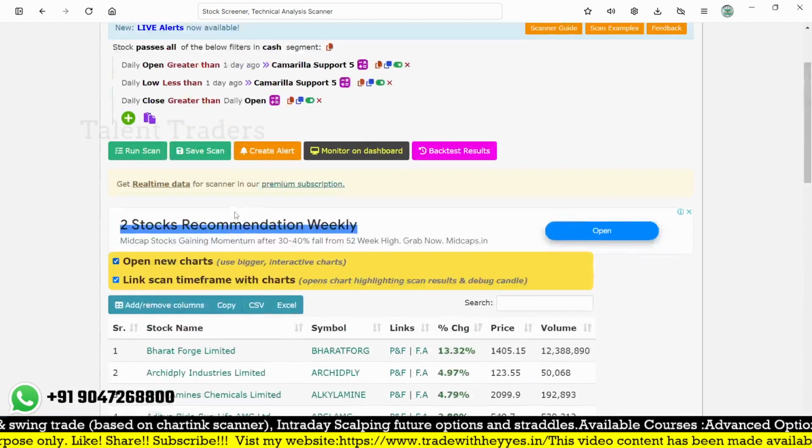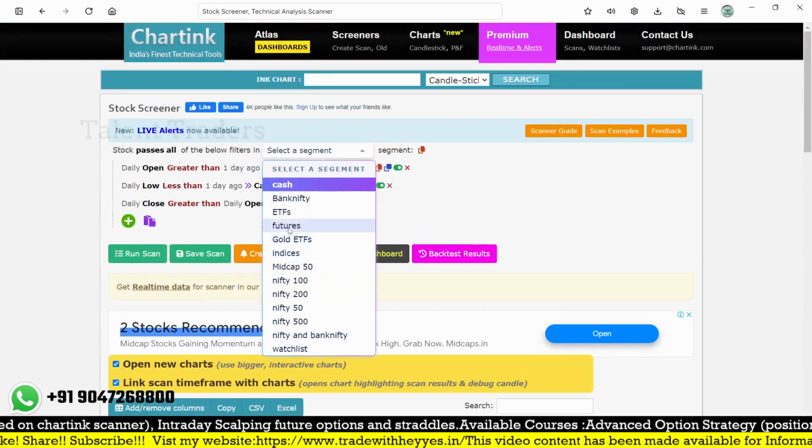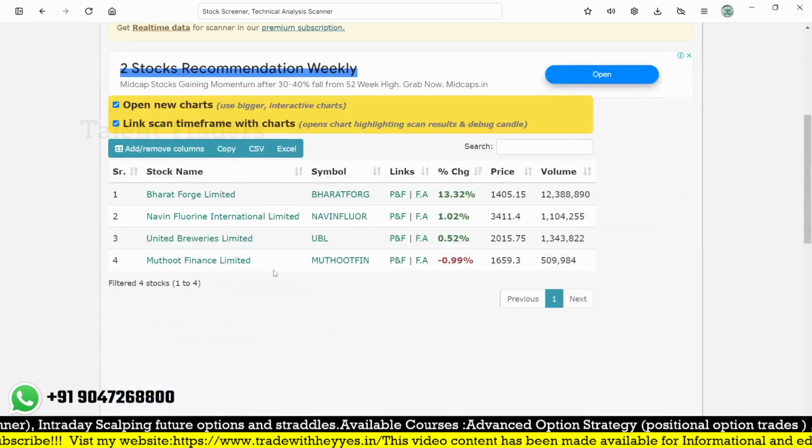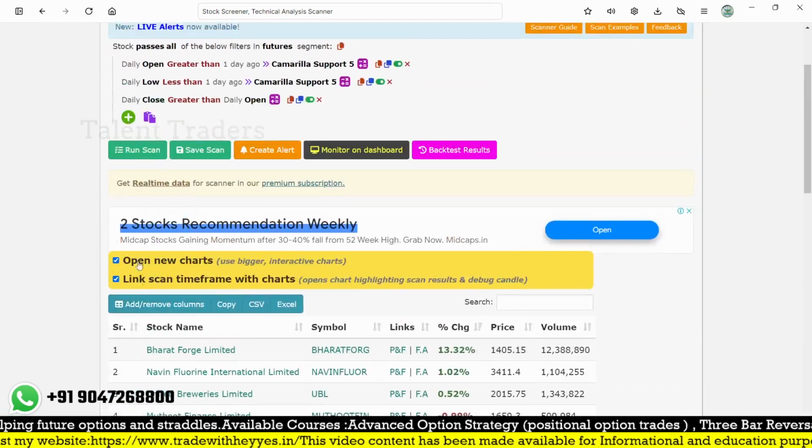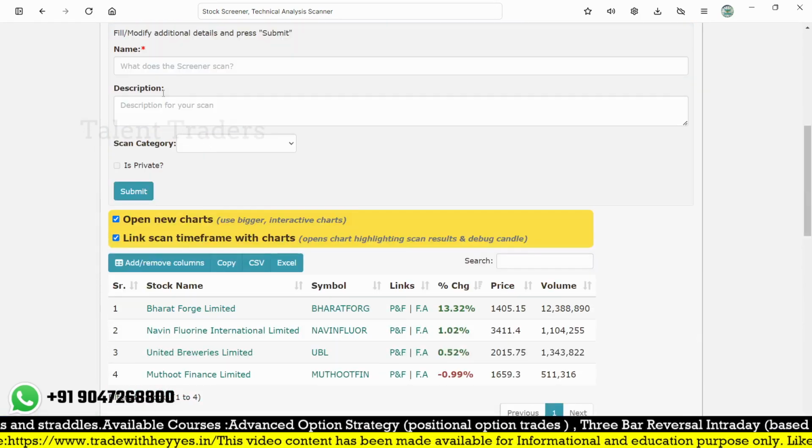So these are all the stocks. Let me try for futures and options stocks, maybe very low quantity. So these are all the stocks which are forming today. So let's save the scan.